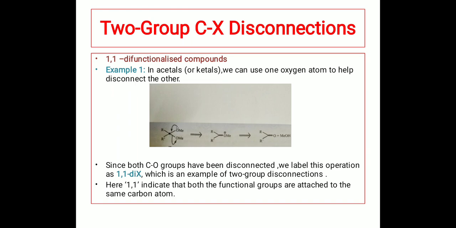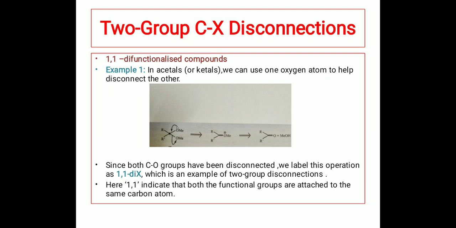The first type that we are going to study today is 1,1 difunctionalized compounds. For example, in acetals or ketals, we can use one oxygen atom to help disconnect the other. Since both CO groups have been disconnected, we label this operation as 1,1 disconnection, which is an example of two group disconnection. Here, 1,1 indicates that both the functional groups are attached to the same carbon atom.